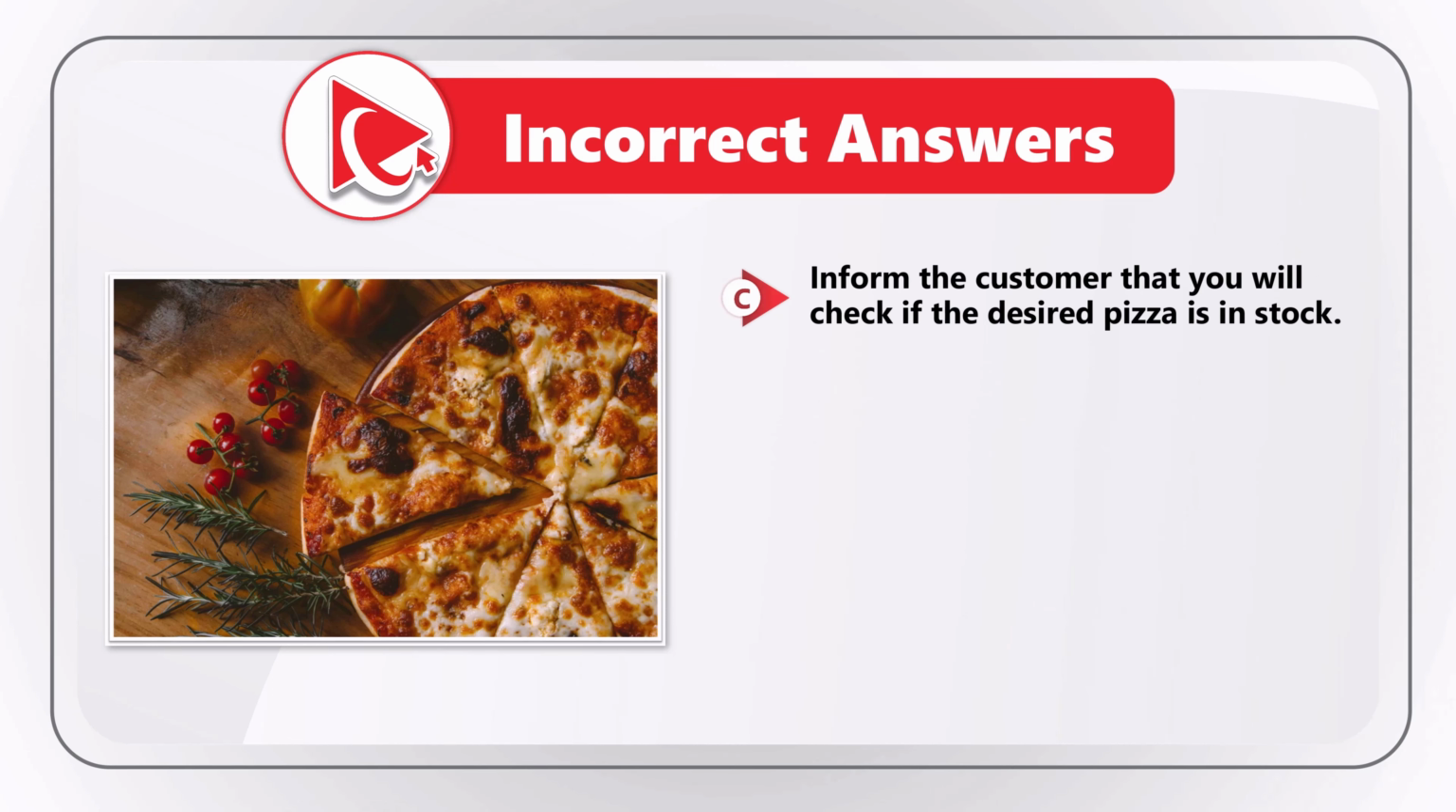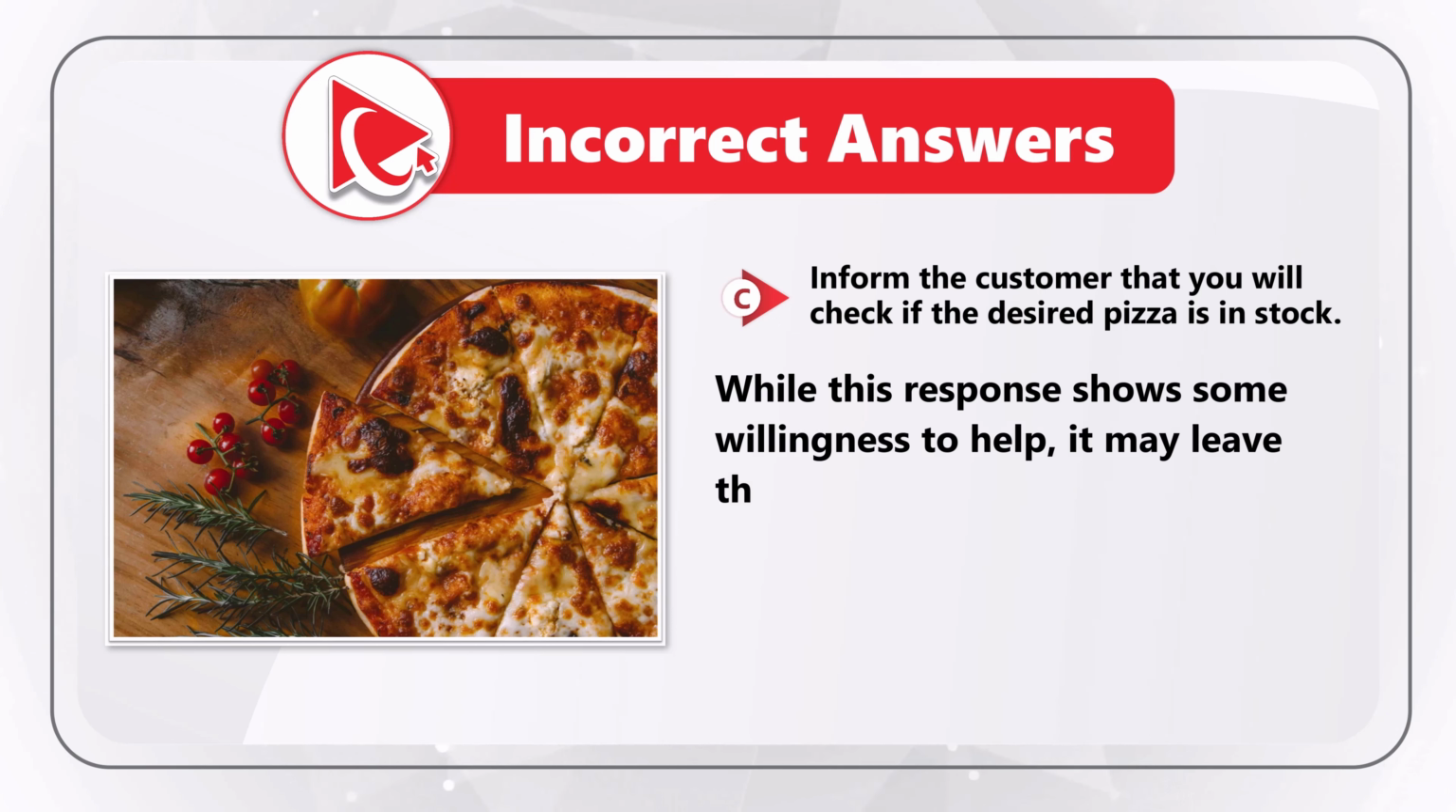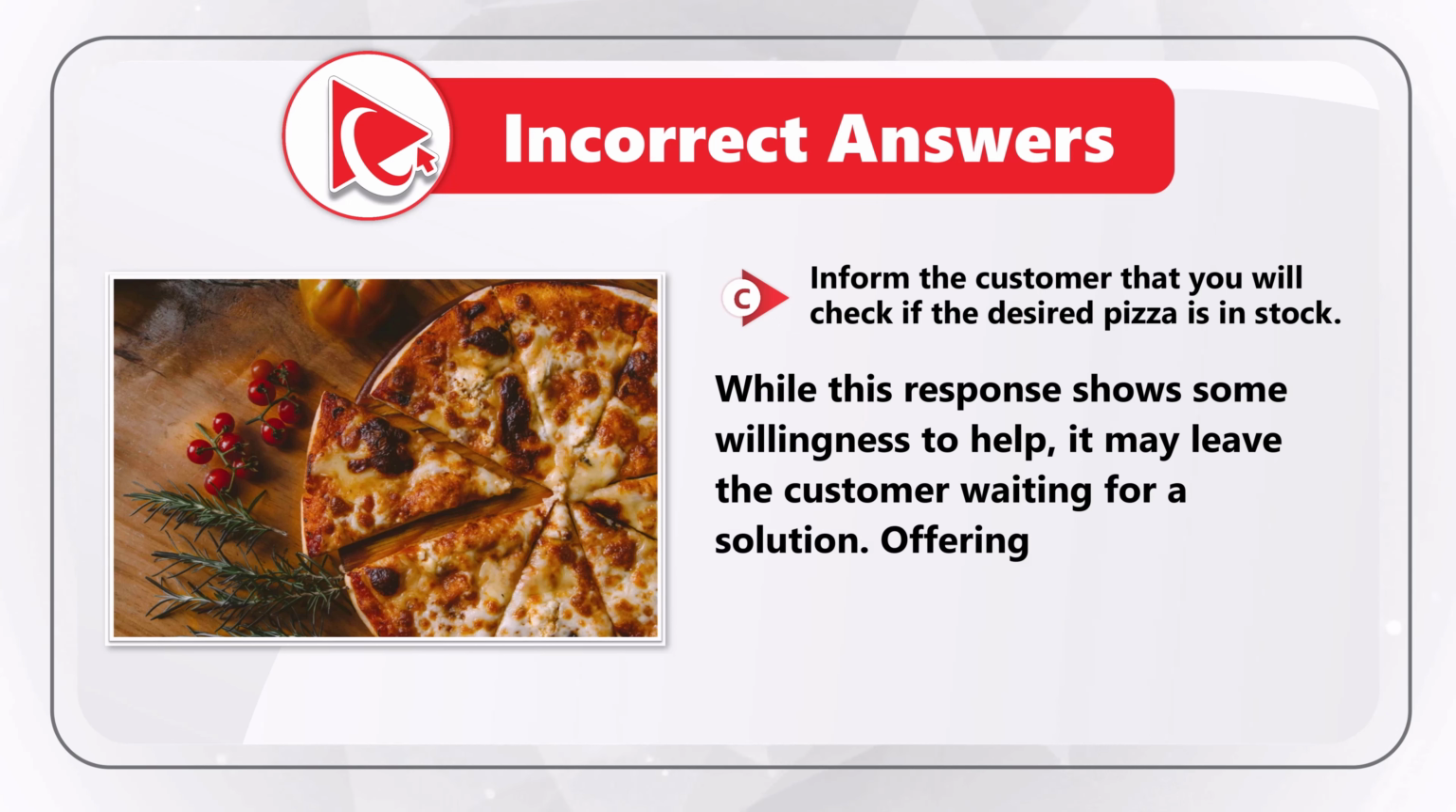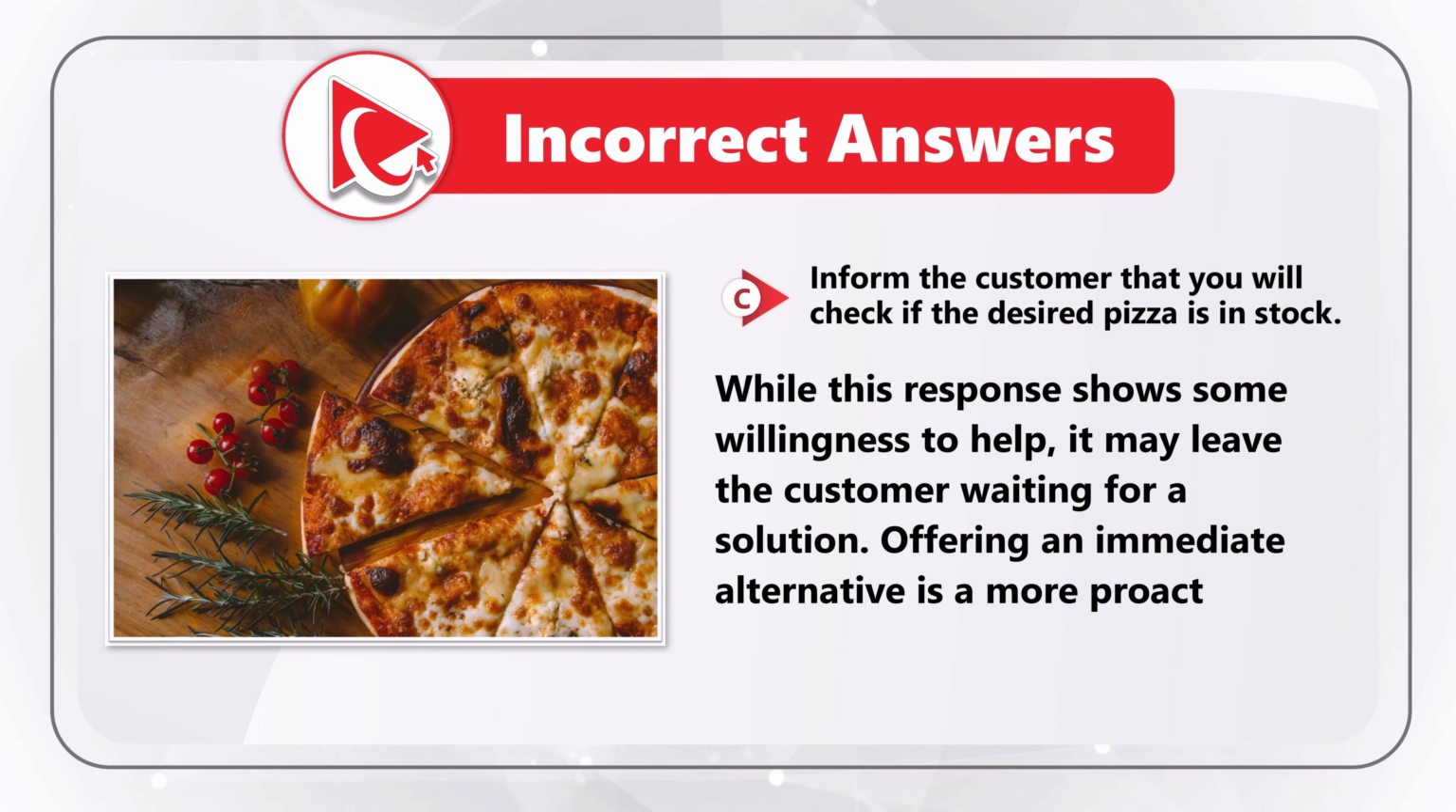Choice C: inform the customer that you will check if the desired pizza is in stock. This is a good choice, but it is not the best choice. While this response shows some willingness to help, it may leave the customer waiting for the solution. Offering an immediate alternative is a more proactive approach.